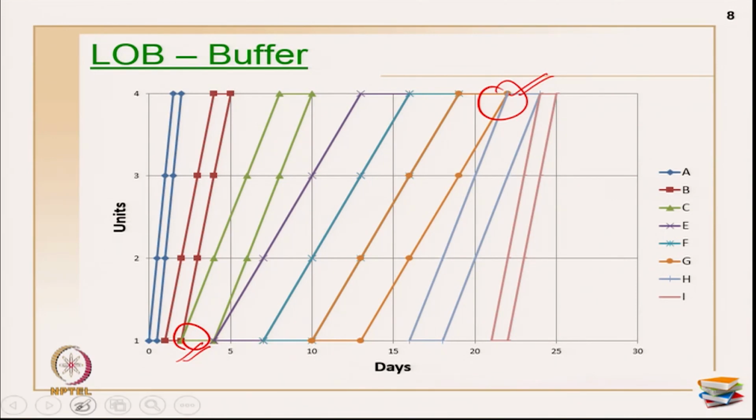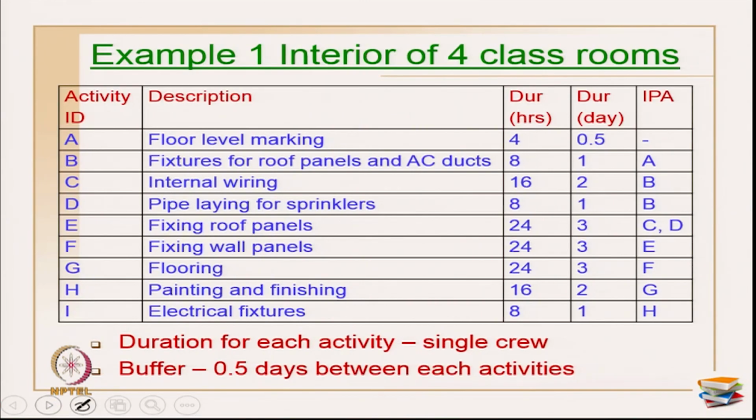So, we should have a little gap between these two activities so that they are not colliding or interfering with each other. Now, let us move on to an example problem to really understand how to do the critical path, or calculate and draw an LOB diagram, for a simple example, okay.